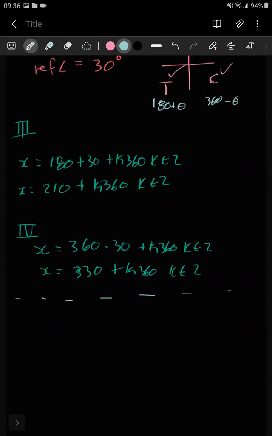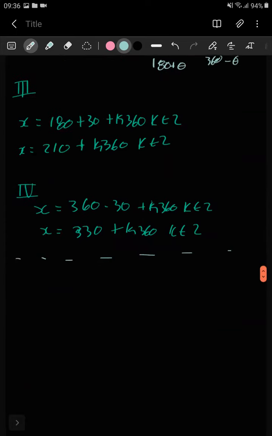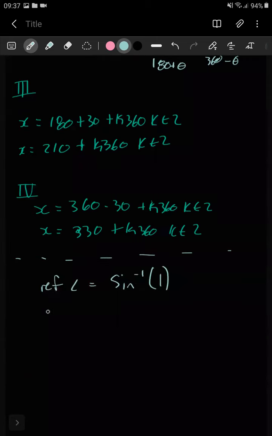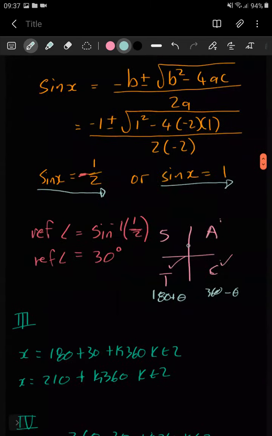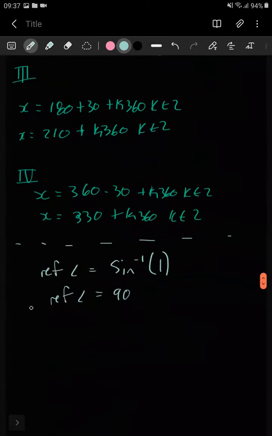So you can see there's nothing crazy here, right? So the reference angle here also is going to be shift sine of 1, which is going to be 90, I think. Yes. And then this is where sine is positive, so we have to use these two quadrants. The first one, you just use the 90 as it is.